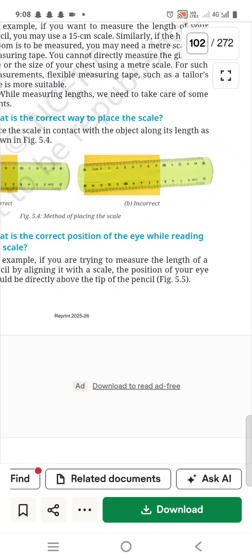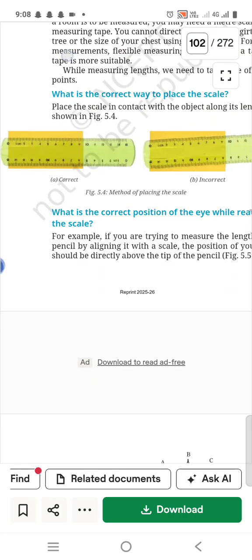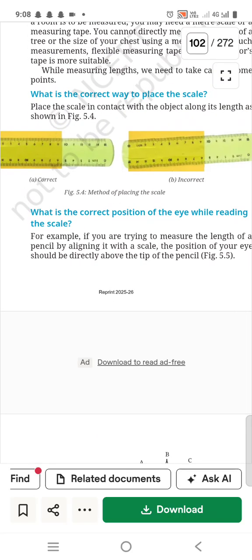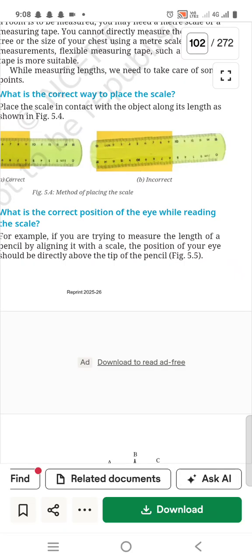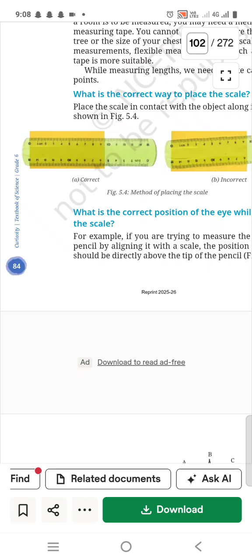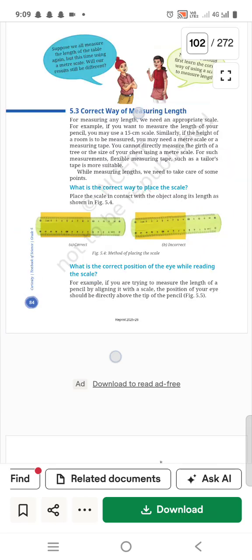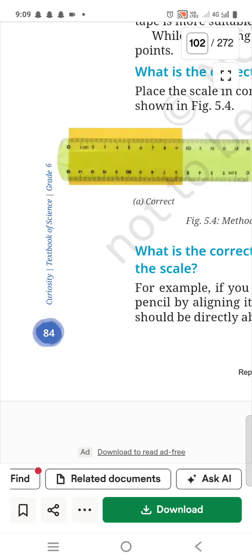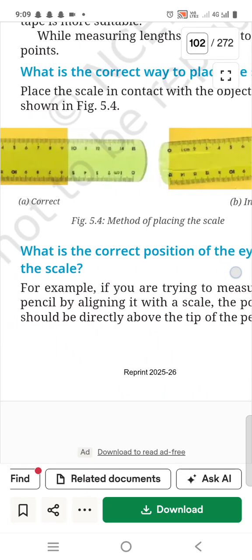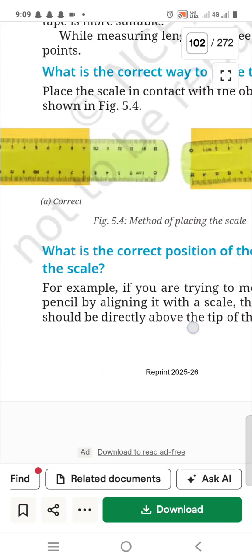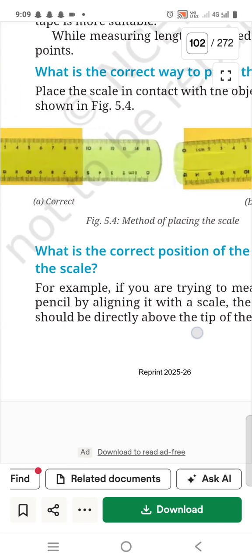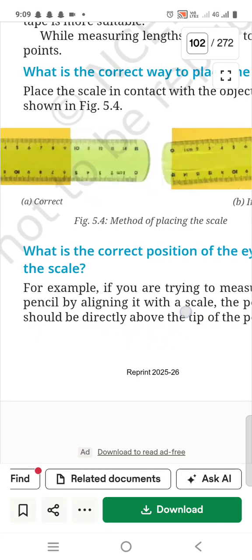What is the correct way to place the scale? Place the scale in contact with the object along its length, as shown in Figure 5.4. Here you can see A is correct, B is incorrect. This is the correct way to place the scale.